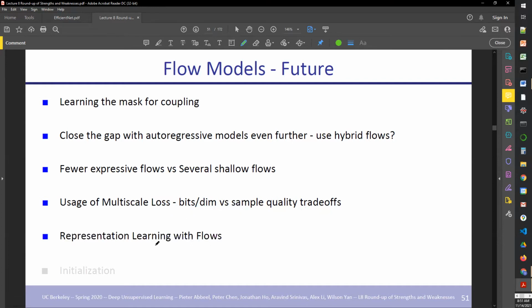There's this whole issue again with autoregressive models and with flows where there's not the concept of representation learning, which occurs in the latent space and with self-supervised models and so on, and challenges of initialization, which isn't unique to this. So these are all things that can still be done in this space.